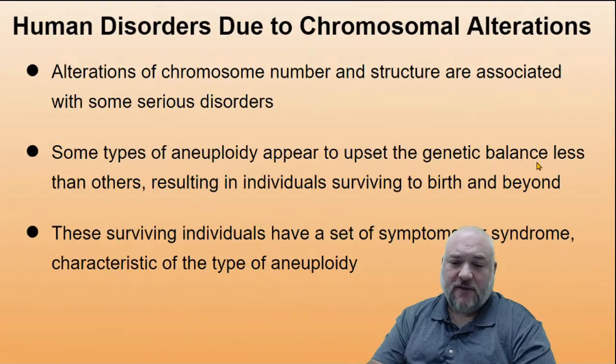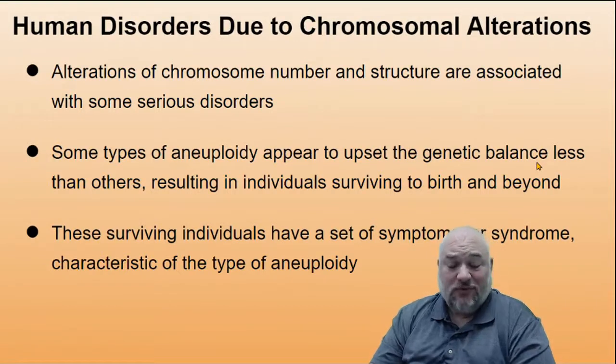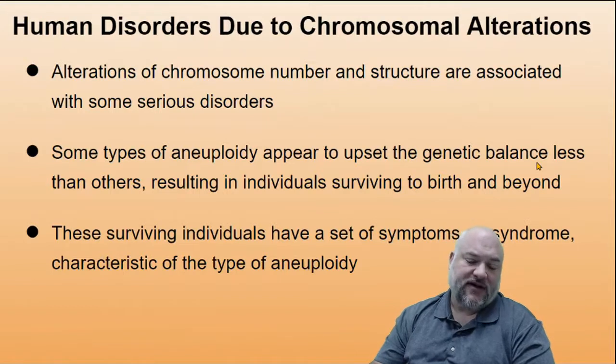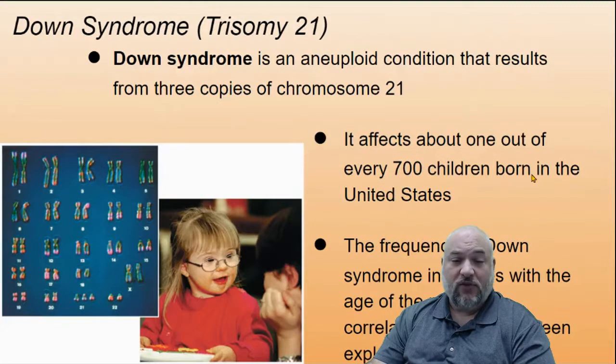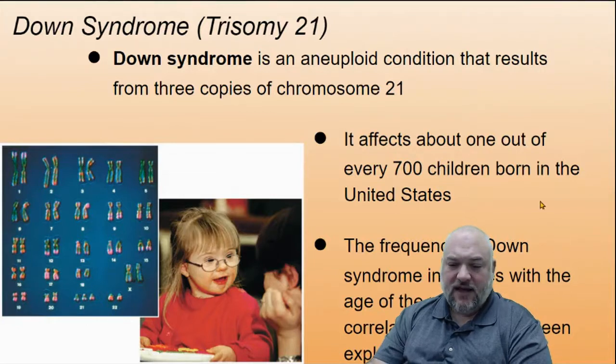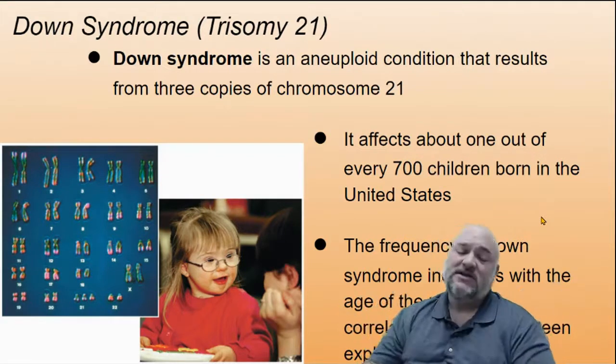Some types of aneuploidy appear to upset the genetic balance less than others. It all depends on what genes they're affecting, resulting in individuals surviving to birth and beyond. These surviving individuals have a set of symptoms or a syndrome characteristic of that type. One of the ones that people are most familiar with is Down syndrome, or trisomy 21, where you have an extra 21st chromosome. It affects about 1 out of every 700 children in the United States. It does increase as the mother ages. We're not sure exactly what causes that, other than the fact that non-disjunction appears to be more common as women age, when they're producing the final stage of making their eggs. Why that's the case, we don't know.